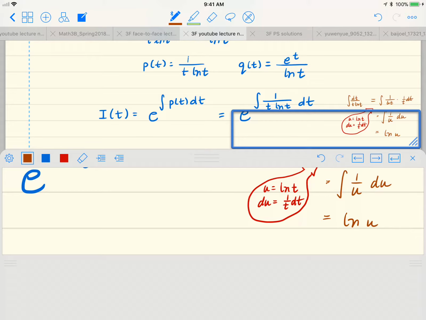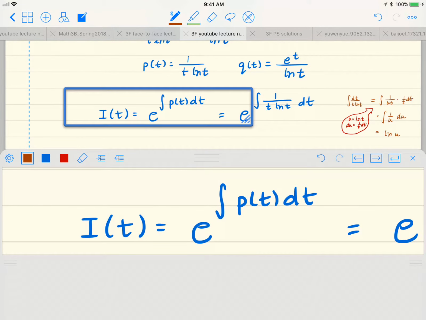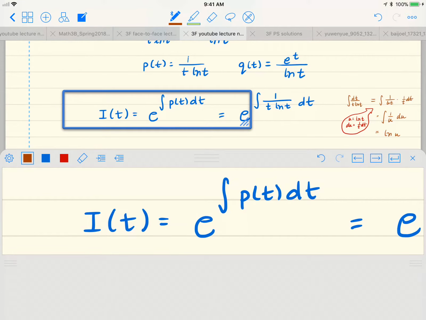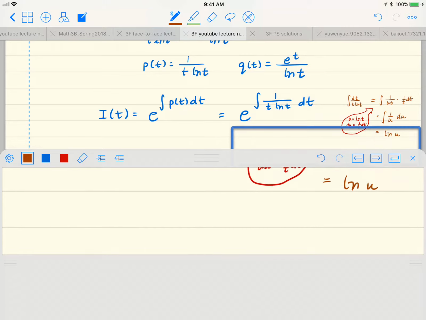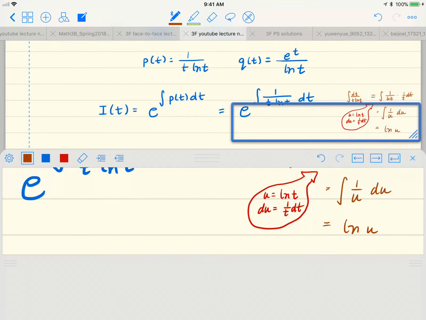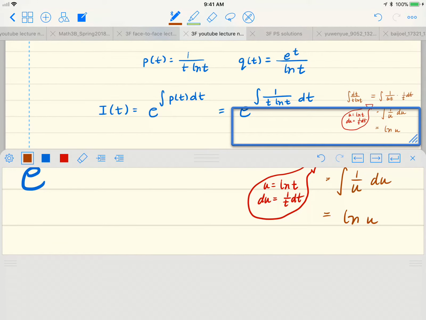Now, at this point, I'm not going to put plus a constant because the integrating factor is just a function. I don't need a general function. I need one particular function to be my integrating factor. So I don't need to add plus c. Now, the natural log of u is really the natural log of t.